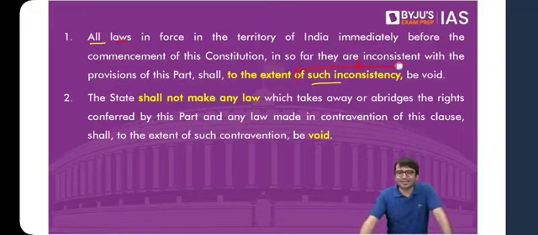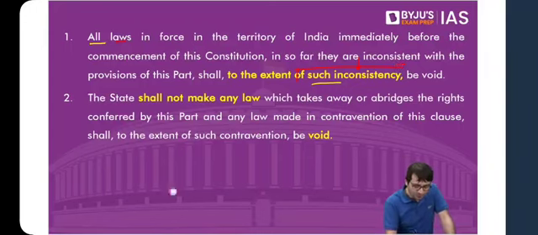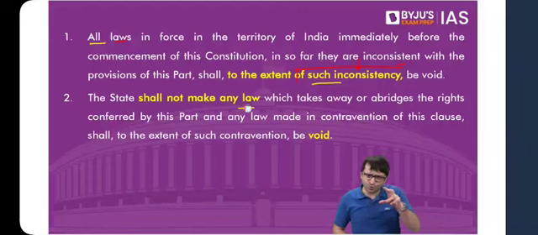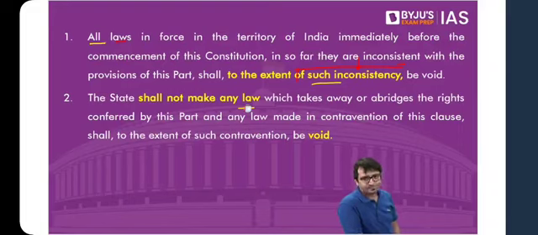Number 2, the state shall not make any law. And you know what is a state? Definition provided under Article 12. The state shall not make any law which takes away or abridges the rights conferred by this part, and any law made in contravention of this clause shall, to the extent of such contravention, be void.